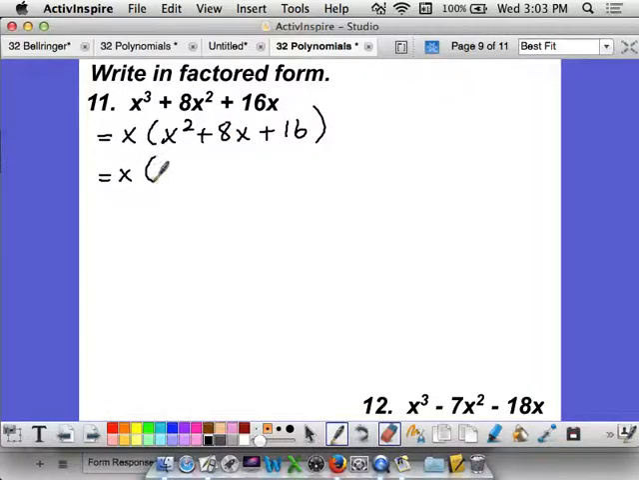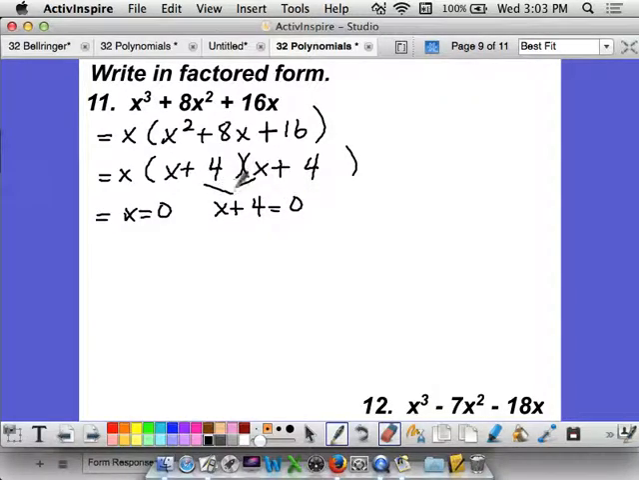So I have x times, setting up my two binomials. The signs will be the same. They will both be plus, plus. So I have x plus and x plus. What are factors of 16 that add and give me 8? 4 and 4. So I would set each of my factors equal to 0. And I notice that x plus 4 is written twice. So I'm not going to write it and work it out twice. I just know it's going to be worked twice.